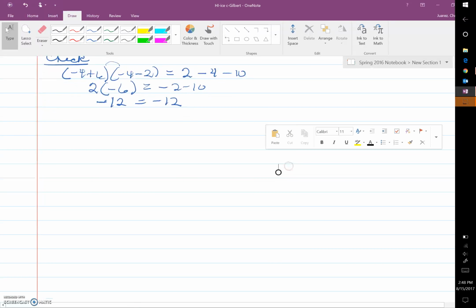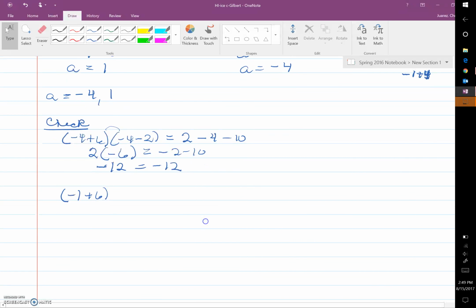Now let's check 1 and do the same thing. So we've got 1 plus 6, it is positive 1.